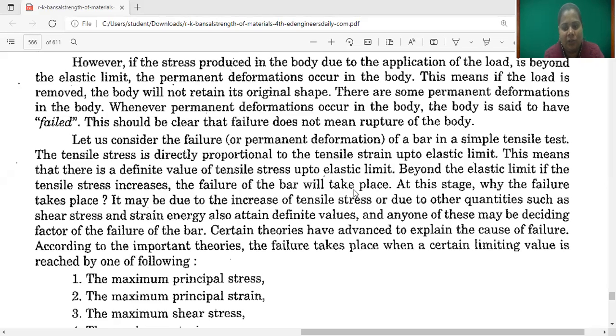At this stage, why does the failure take place? Question mark. Now we will see why the failure occurs.